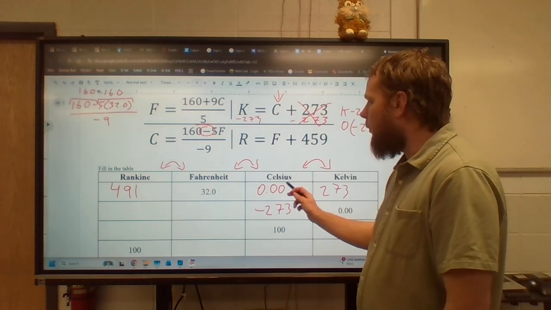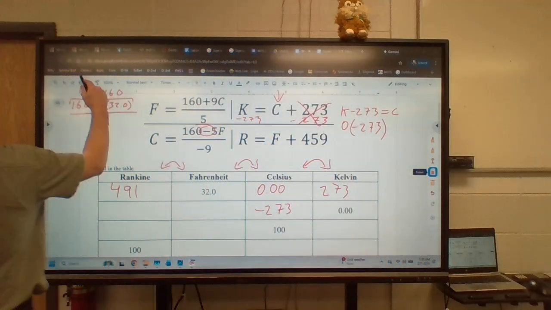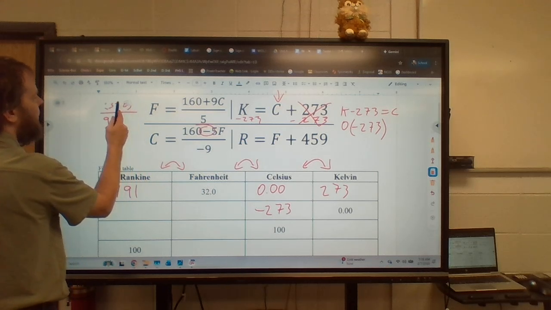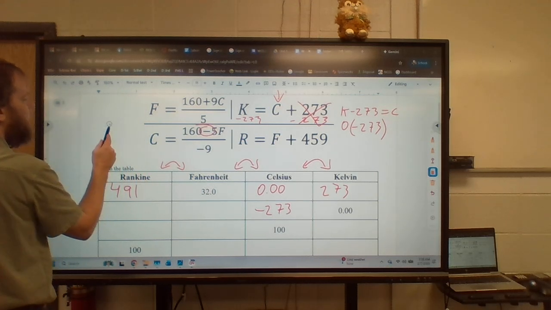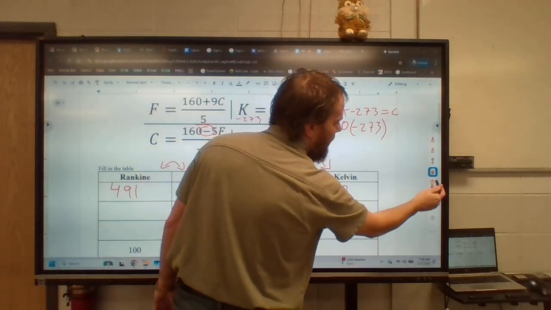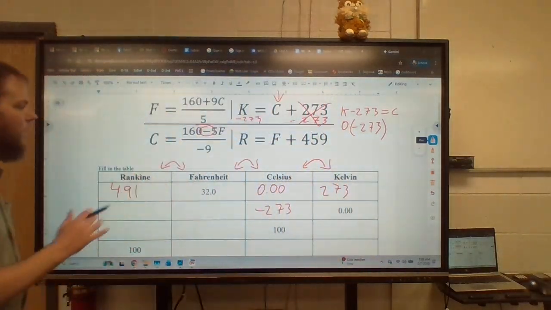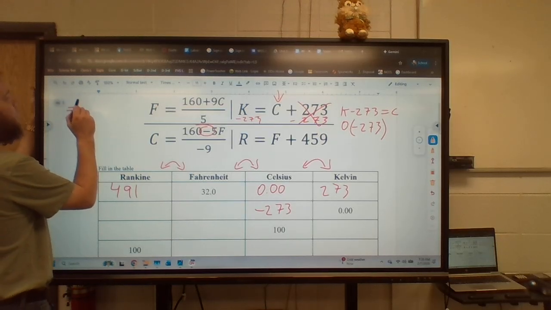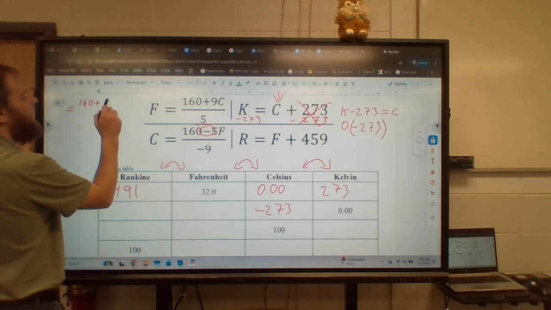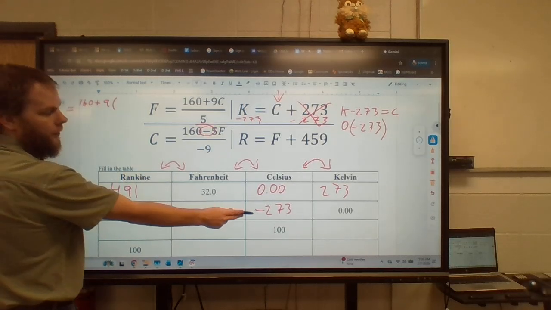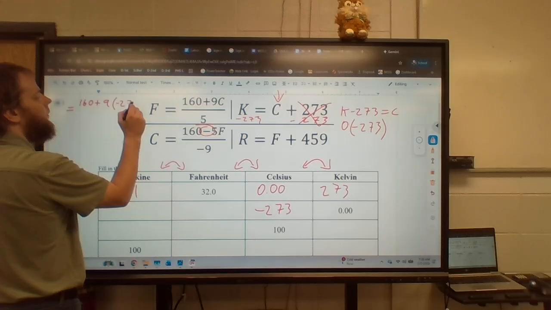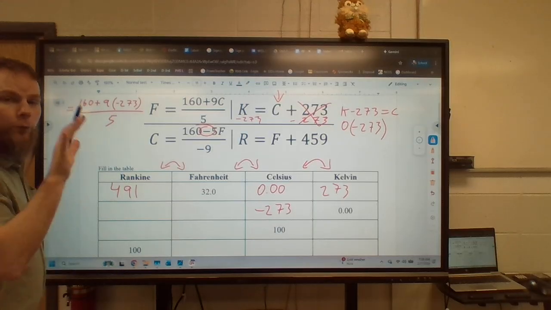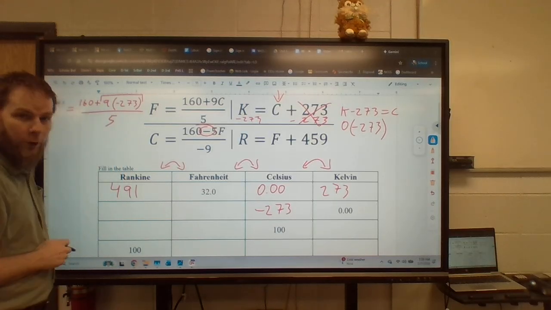And now we're ready to go from Celsius to Fahrenheit. So we get to use the beast of an equation over here. Wow, that's a small eraser. I keep forgetting this is so small. Okay. So for this one, we're using the top equation. So F equals 160 plus 9 times negative 273 over positive 5. Again, resolve this first.